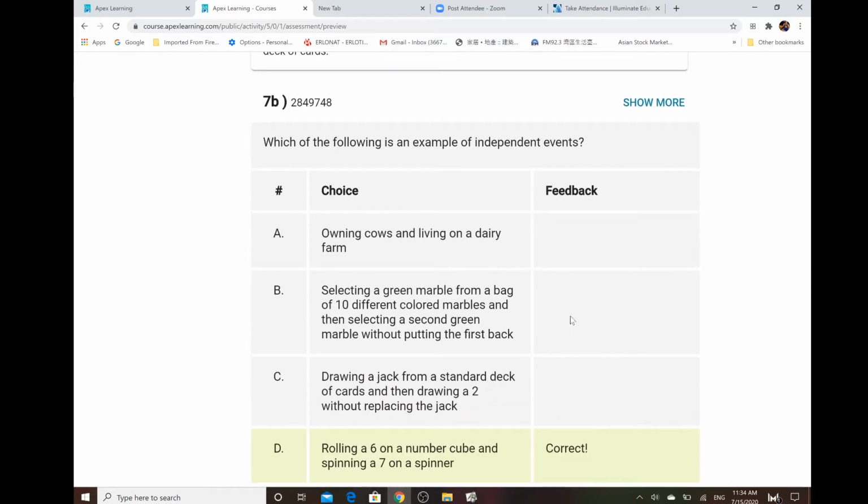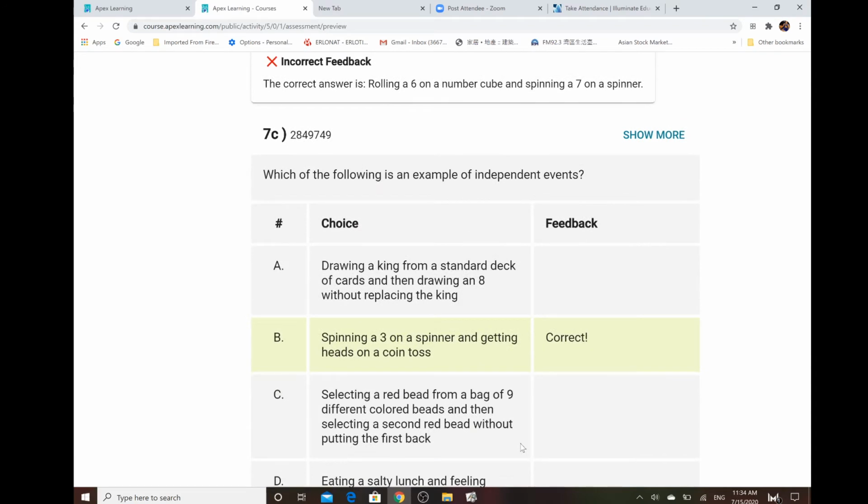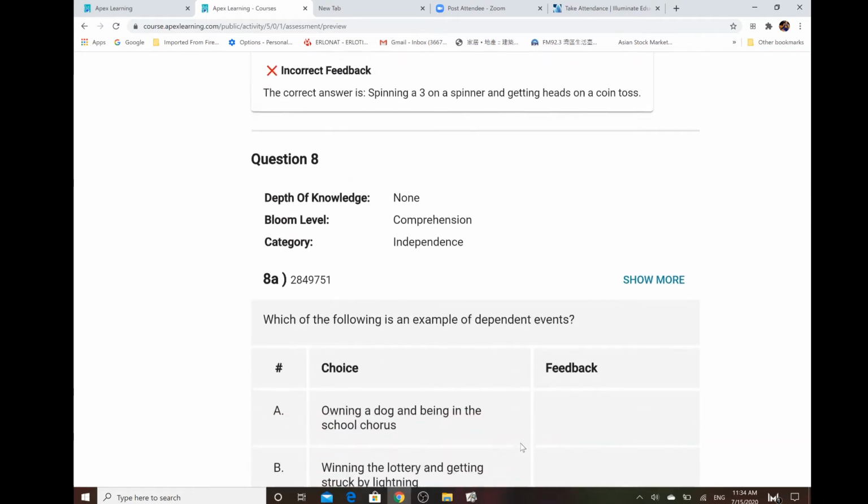Here's another one of independent events. Rolling a 6 on a number cube and then spinning a 7 on a spinner. Again, spinning the spinner and then rolling a die or cube. Those two events have nothing to do with each other. The rest of these are quite similar.